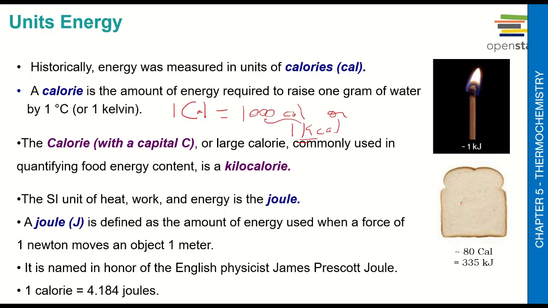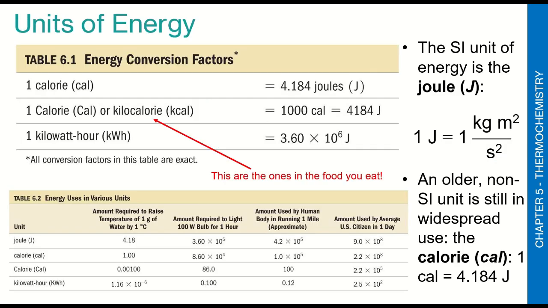Normally, in the international system, for heat, work, and energy, we use joules. A joule is defined as the amount of energy used when a force of 1 Newton moves an object 1 meter. It's named in honor of the English physicist James Prescott Joule. 1 calorie is 4.184 joules. Okay, so it's important to understand the units that we're going to use. Don't get confused between 1 Calorie with a capital letter and the calorie that we work with for energy.